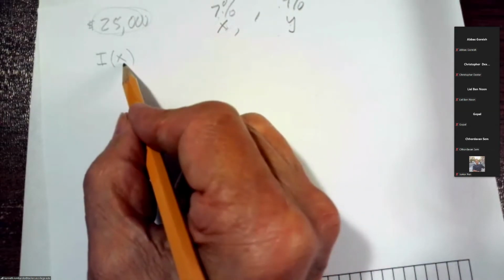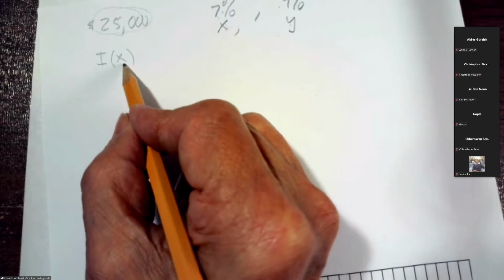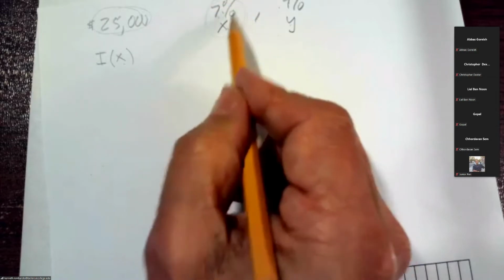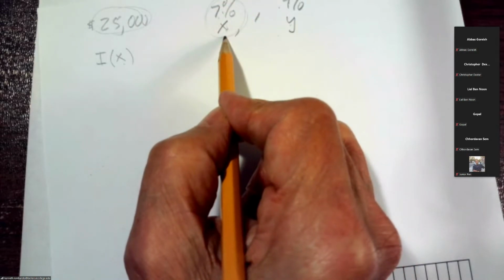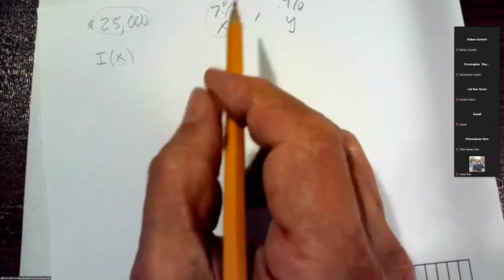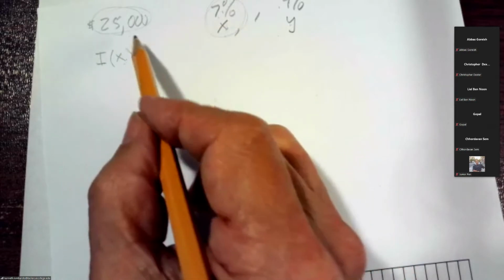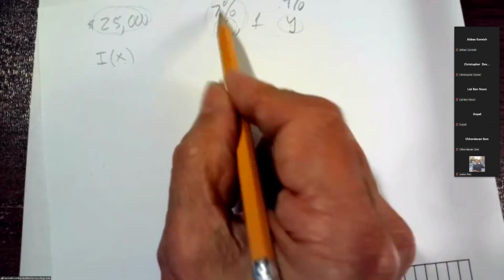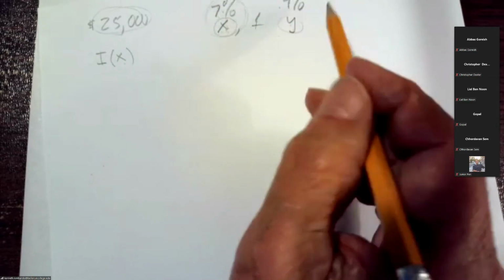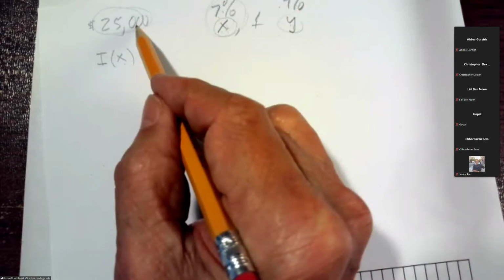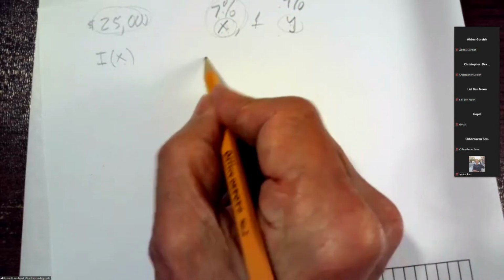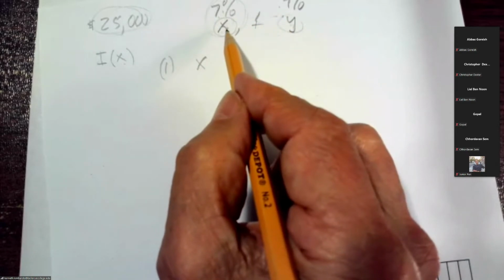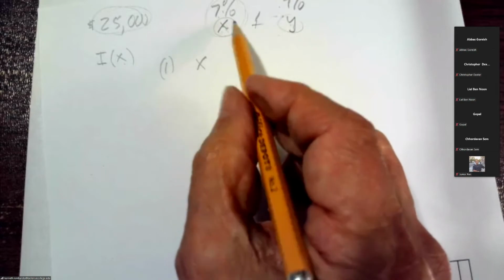And I want to find the amount of interest as a function of the amount invested at 7%. Do I have enough information to do that? Let's see. I know that the amount invested here plus the amount invested here has got to be 25, doesn't it? So we have two unknowns. In order to figure this out, we're probably going to need two equations, but let's see here.